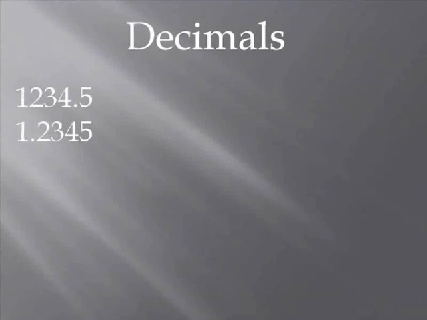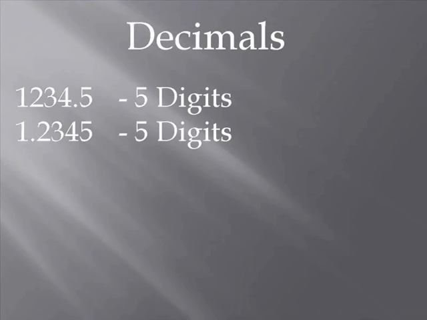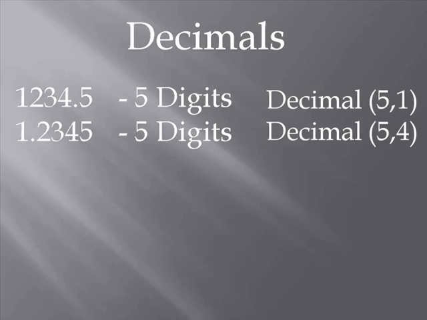Before we change the scaling of our decimals, let's see how SQL Server views decimals. Both of these decimals would take up the same amount of memory in SQL Server. Why? What do they have in common? Well, both of these decimals are exactly 5 digits long. Now, they're not the same 5 digits. One is 5 digits with 1 decimal point. The other is 5 digits with 4 decimal points. The first one would be referred to as a decimal 5-1. The second one would be referred to as a decimal 5-4.